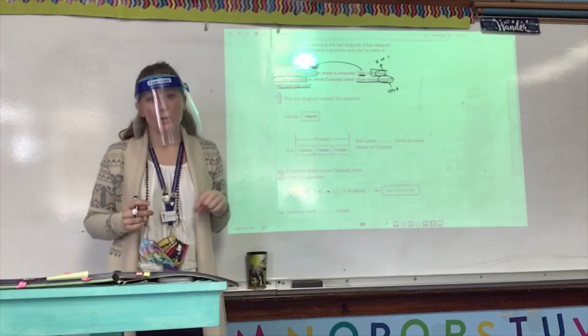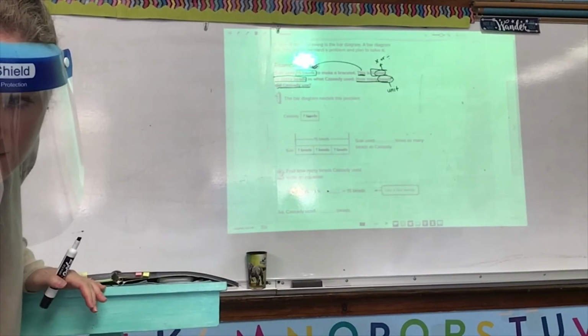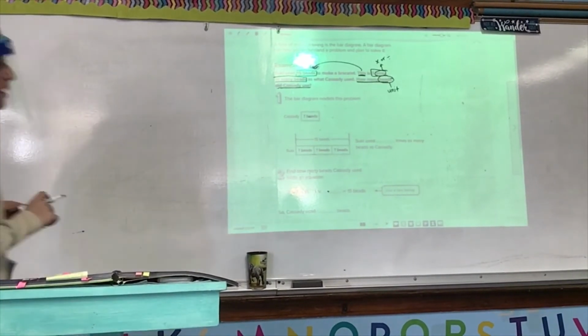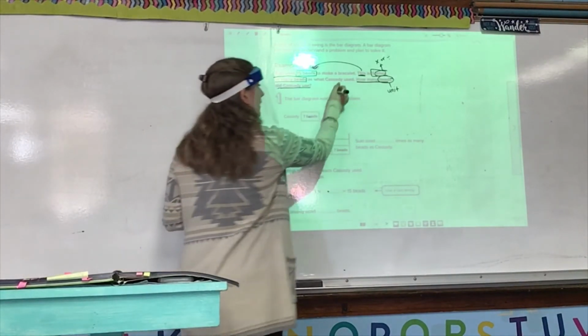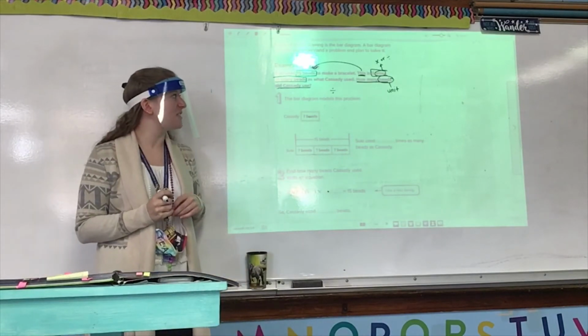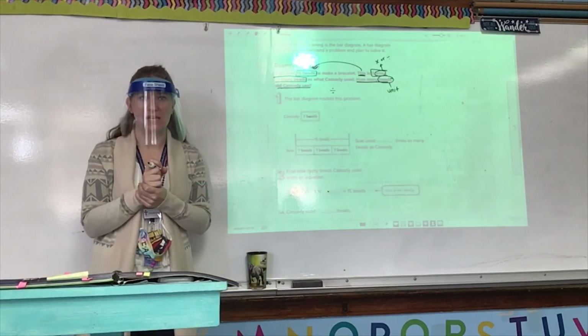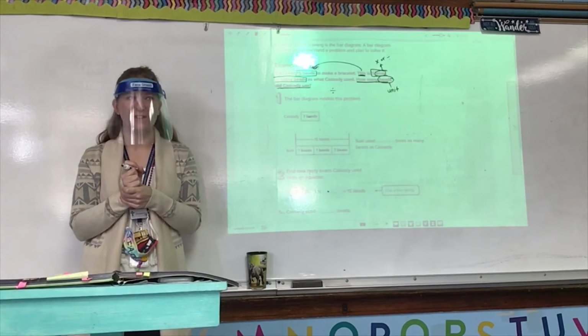So, Victoria, which operation gives us an answer that is less than any of the numbers in our problem? Division. So now we know we're doing division. We have 15 beads and 3 times as many beads. How do we have to set that up in an equation? Which one has to come first? 15 or 3?